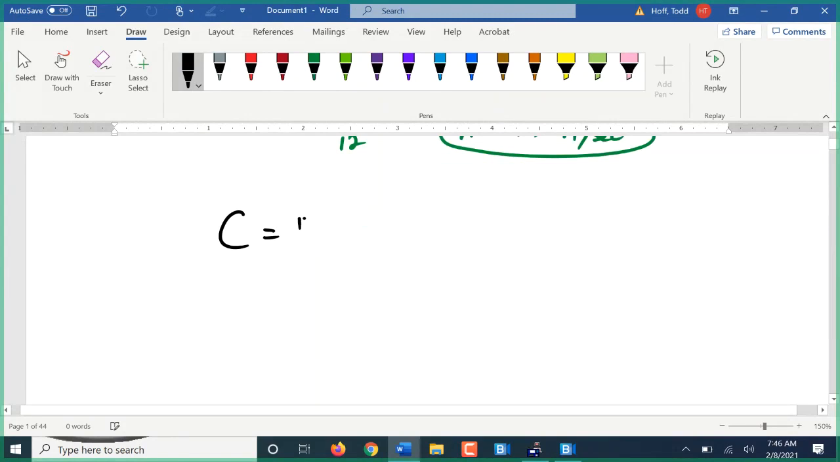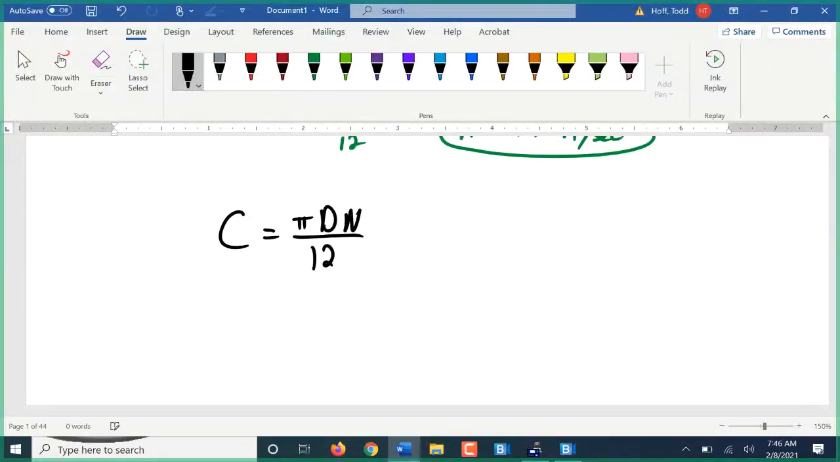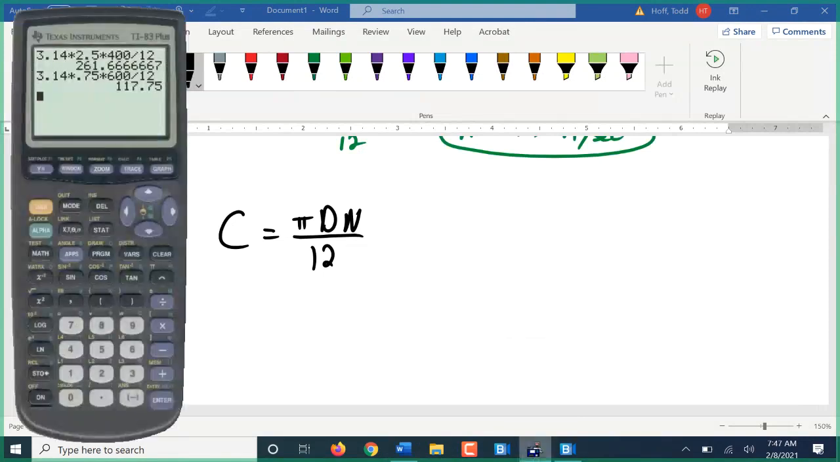C equals pi D N over 12. Now I realize you guys use diameter times RPM over 3.82. 12 divided by pi is 3.82, and that's where that comes from. That's all they're doing, dividing out the 12 by 3.14. It's a little bit of a simplified formula. It does work every time.